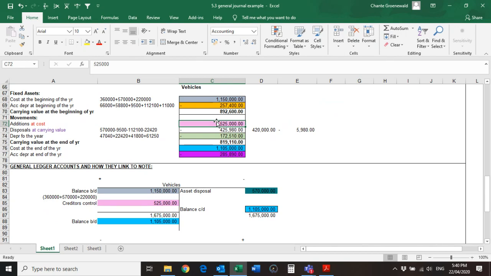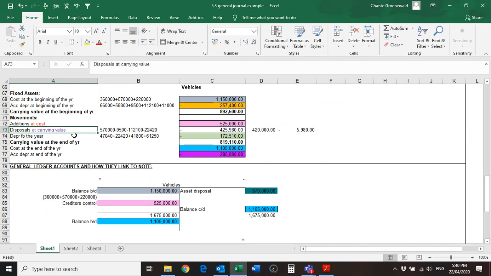Okay, now let's look at disposals at carrying value. Why and how in the world are you going to remember it's disposals at carrying value? I'm saying this and repeating it because I remember when I was still in school and when I studied at varsity, I couldn't remember which one is at cost and which one is at carrying value. It makes so much more sense and you remember it when you actually physically understand the concept.